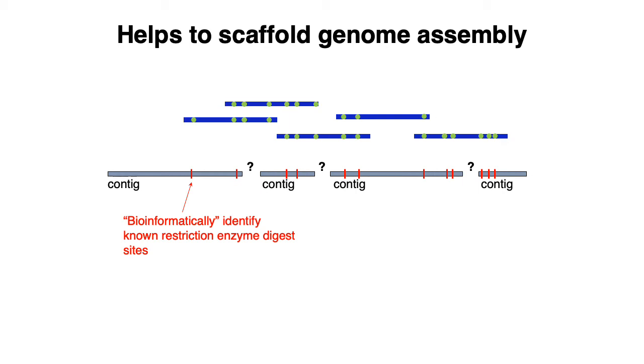And so you can line up the predicted locations of the restriction enzyme cuts and match them to the actual cuts you observe on the optical mapping. In that way, you can figure out, okay, contig 1 matches fragment 1 from the optical mapping, and so on and so on. And that, in some sense, helps you scaffold the genome.